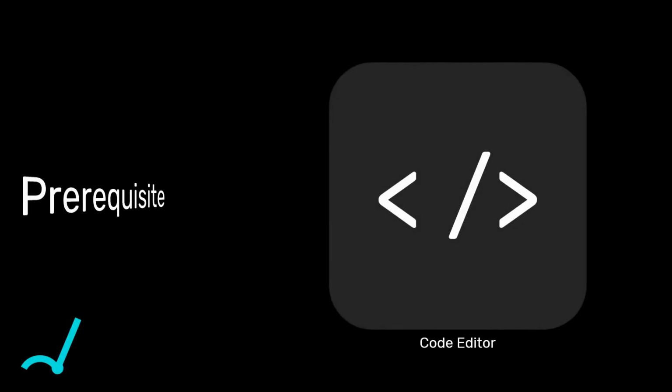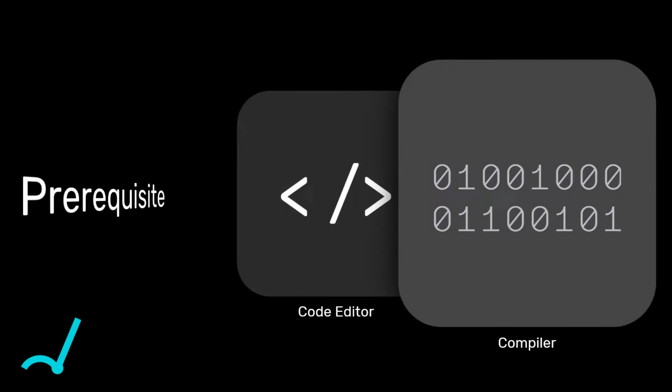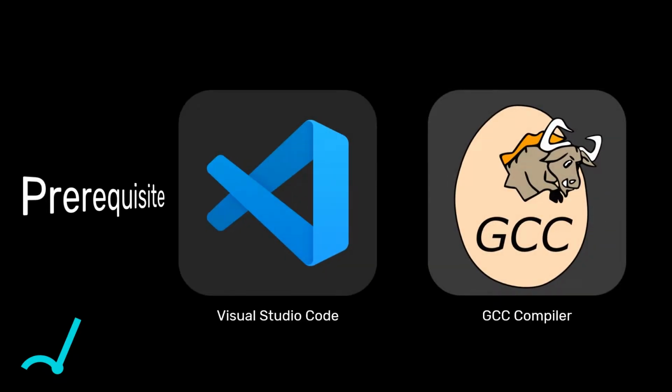Before we start our lesson, we need to have a code editor and compiler such as Visual Studio Code and GCC compiler. So we can write C code and compile our code into an executable file in order to run. If you haven't installed them, some download links and tutorials are provided in the comment section.